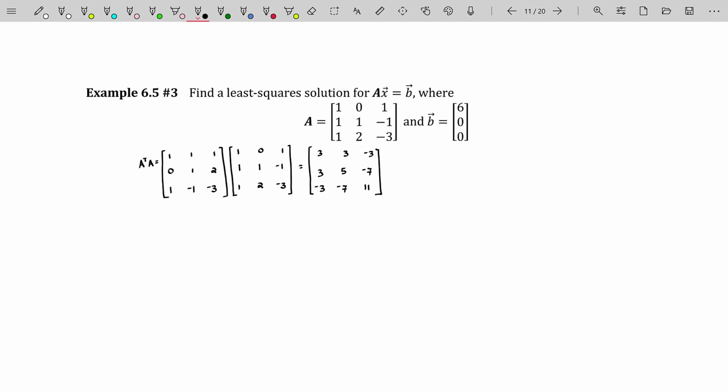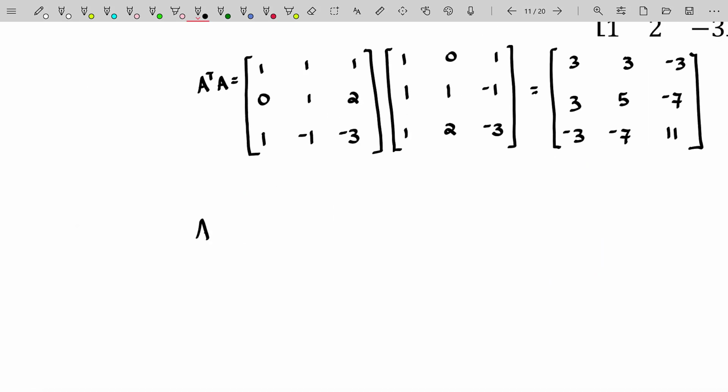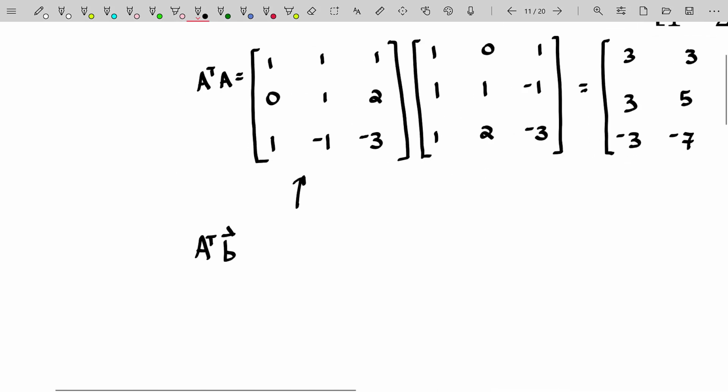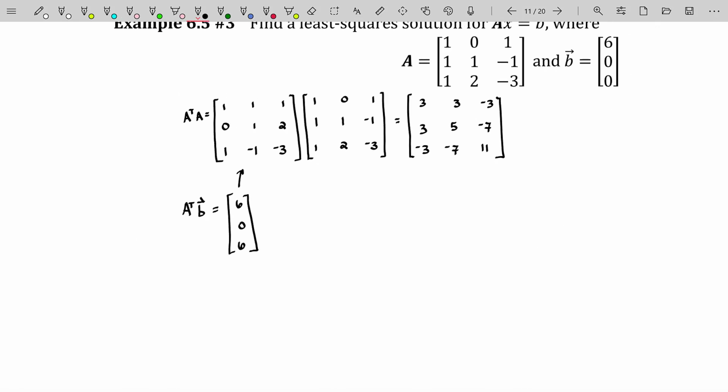All right, now let's find out what A transpose times B is. That should actually be very quick because you're just taking this matrix right here and multiplying it against the vector 6, 0, 0. So it's just going to take 6 times the first column. All right, let's solve that system of equations.